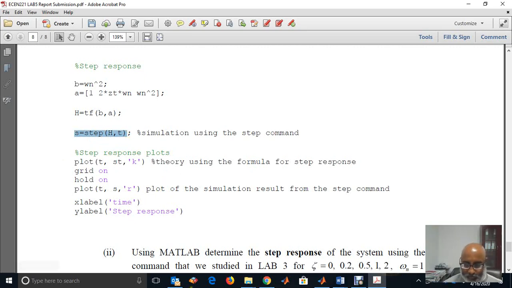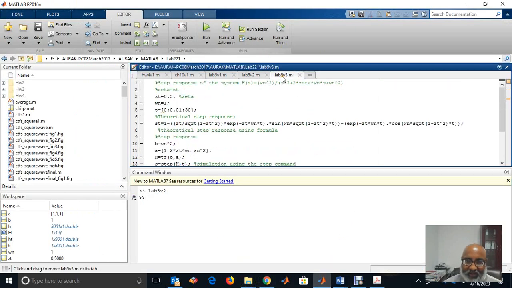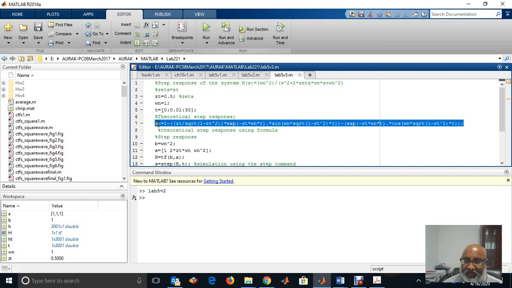Okay, so I will show you here again a MATLAB example. I did it for zeta 0.5. I made a script file again. What is my script file? This is lab5 v3. I call it zeta 0.5, omega n 1, time vector here. Here is the theoretical formula ST. It's a long formula, you see here. This is the theoretical formula for zeta 0.5.